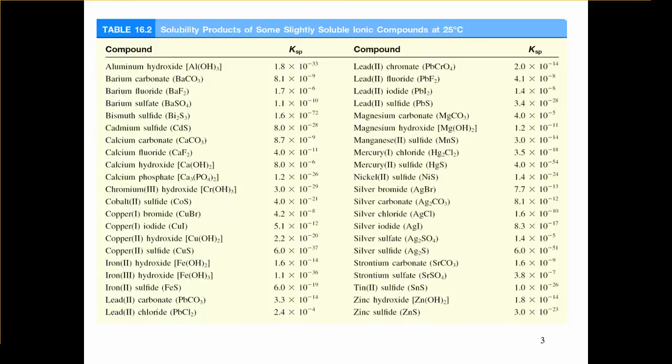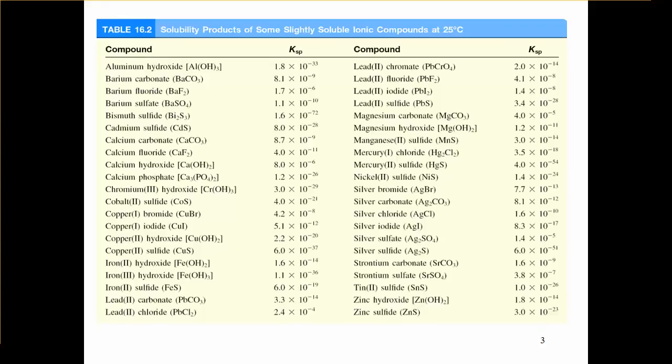Okay, so here are the KSPs for a bunch of stuff. You can see that some of these KSPs are very small, like copper hydroxide, 2.2 times 10 to the negative 20. So for copper hydroxide, we would assume that you would form a precipitate very easily. If you had copper and hydroxide in even small quantities, they would precipitate out.